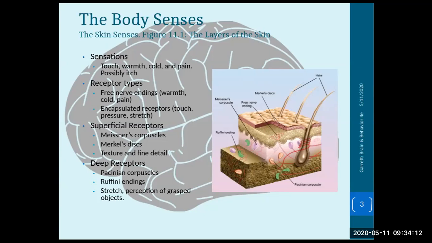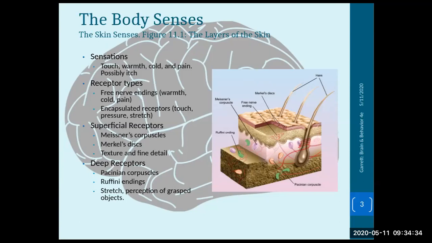And then below that, we have some encapsulated receptors. That just means they have a cap on them. The free nerve endings look just like little nerves, kind of like little dendrites in the skin surface, detecting temperature and pain. And the actual touch itself is detected by the encapsulated receptors.